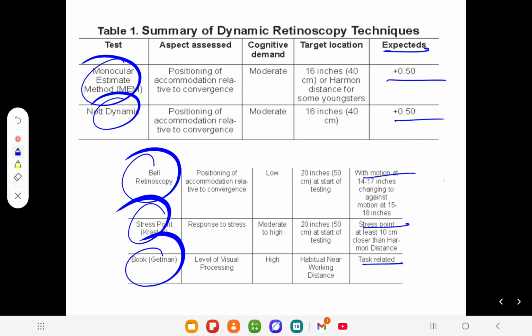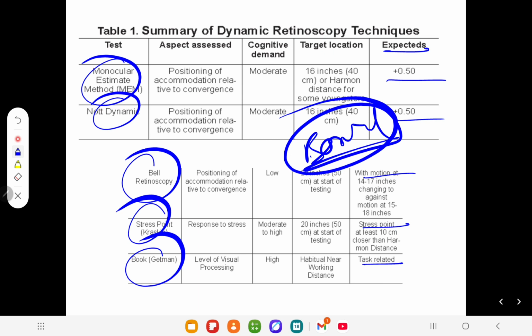Okay, so the reference is definitely Borish's Clinical Refraction. I suggest you read it on your own, and three things that you must understand and must read are MEM method, Nott method, and Bell retinoscopy. They are very important. Okay, be done.